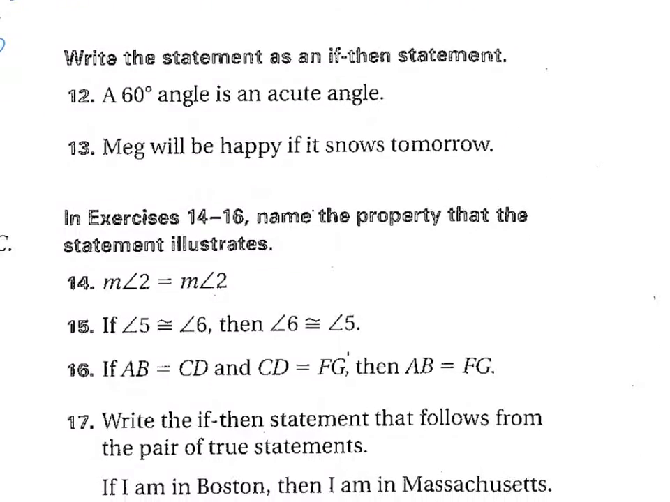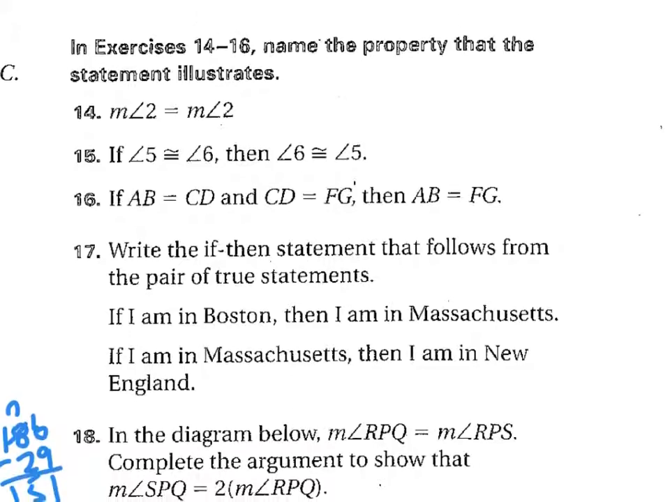If-then statements. I know in class we talked about 13. I'll just kind of talk about 12 with you, even though you didn't have to do it. It says a 60-degree angle is an acute angle. So if an angle would be 60 degrees, then it would be acute. So if this, then this. Okay? That's if-then statements. Nothing too challenging, I think, on your test to worry about that.